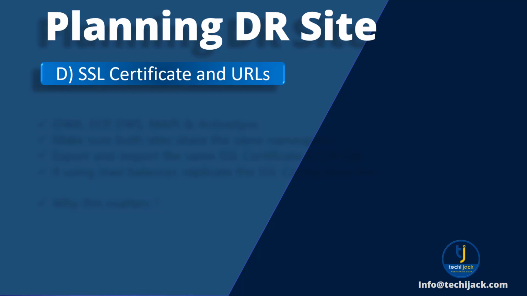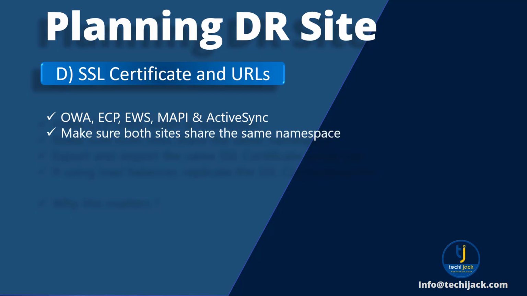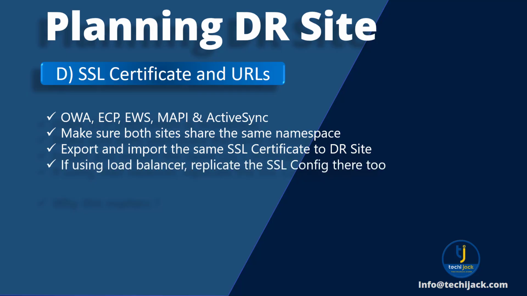You have to use the same certificate on both sites for services like OWA, ECP, EWS, MAPI and ActiveSync. And make sure both sites share the same namespace, for example mail.techijack.com. You should also export and import the same SSL certificate to the disaster recovery site. And if you are using a load balancer, you have to replicate the SSL configuration on the disaster recovery site as well.